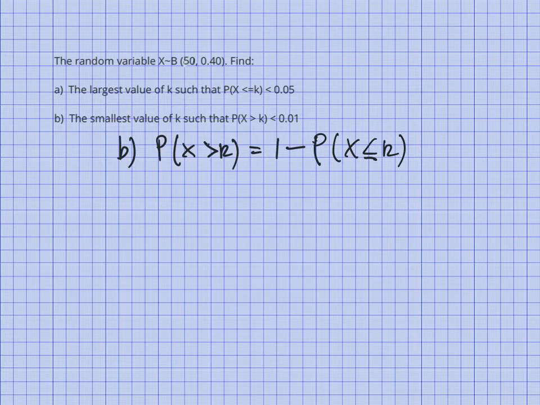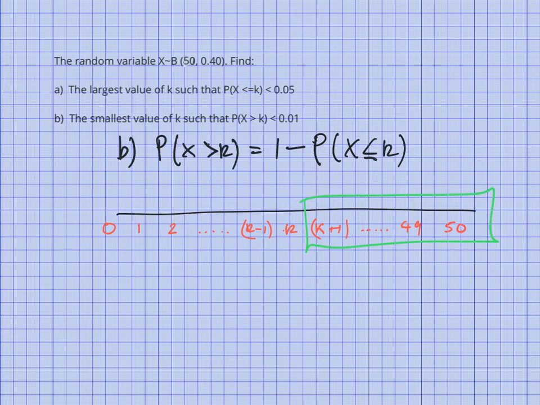Let me just explain that quickly on a number line. If we have the number line there, going through all the possible values, 0, 1, 2, miss out a few, then k minus 1, k, k plus 1, carrying on, then 49, 50. If we're looking for all of the values which are strictly bigger than k, that would be all of those up there. So it's 1 minus all the values that are k or less. It's worth doing this kind of number line calculation when you're faced with one of these questions.